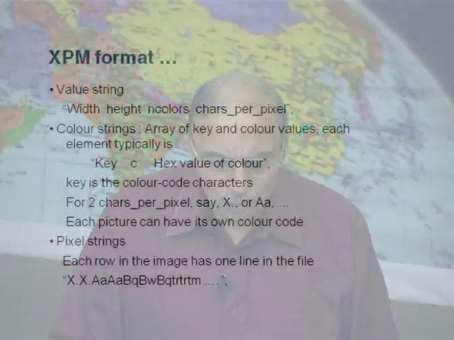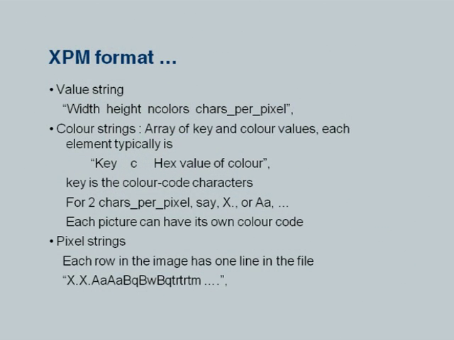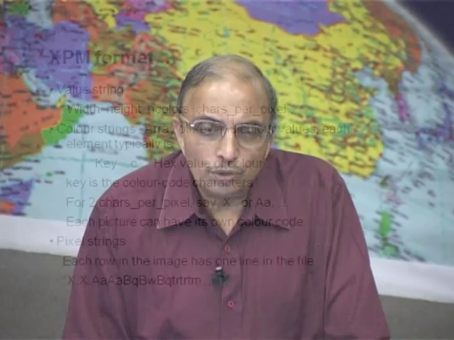It is not uncommon to have two characters representing a pixel, because a combination of two characters can represent literally thousands of values. So this then is the color code character, followed by the hexadecimal value of the color. If you are using two characters per pixel, these two could be absolutely any arbitrary characters of your choice. You can say X dot, AA, BT, ZQ, whatever you choose.